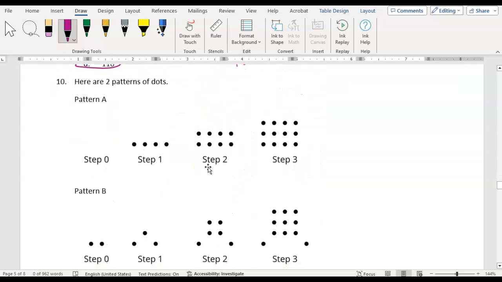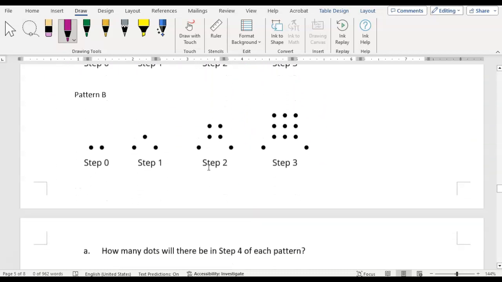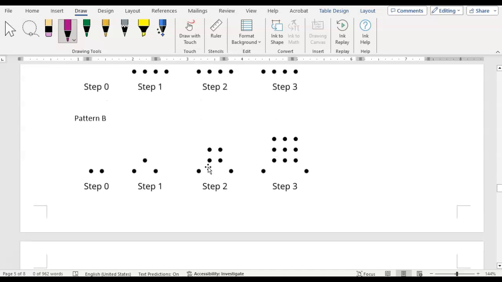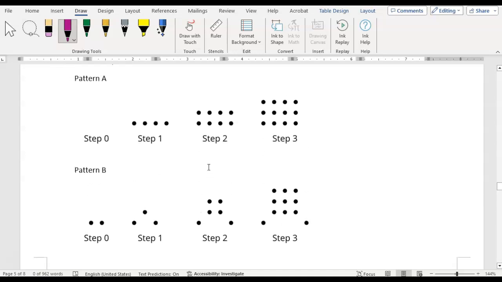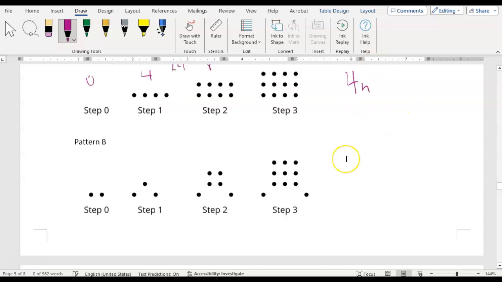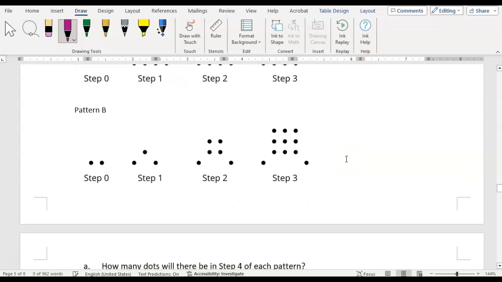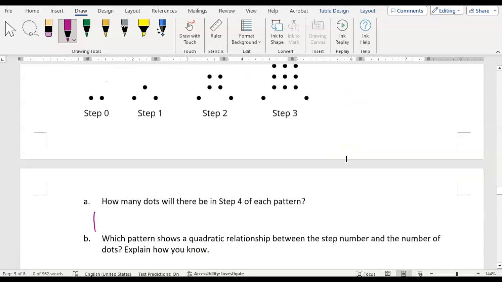Here are two patterns of dots, pattern A and pattern B. How many dots will be there in step 4 of each pattern? So let's take a look. We start with 4, 8, 12. So here we can see that we're adding 4 each time. There's 0 here. So if we're adding 4 each time and we're starting with 0, this means that our pattern is 4 times n, right? So for step 4, we would have 16 dots.